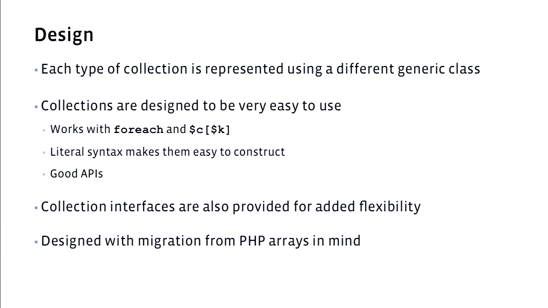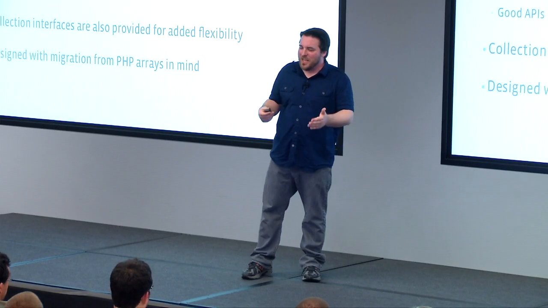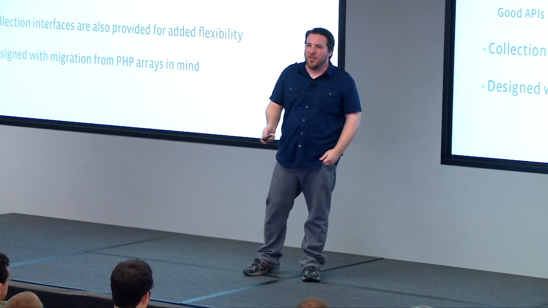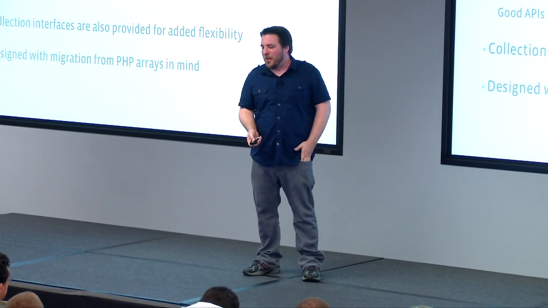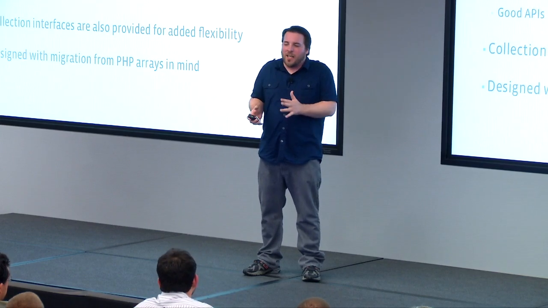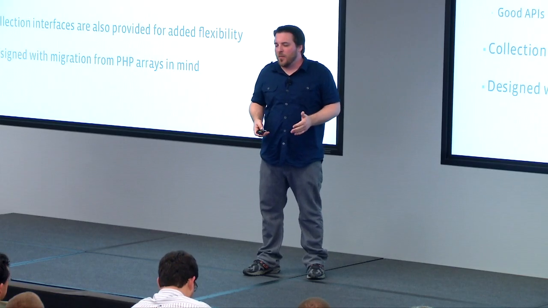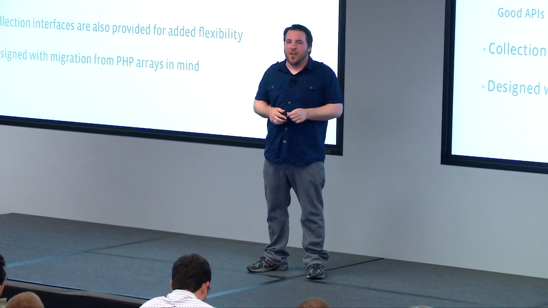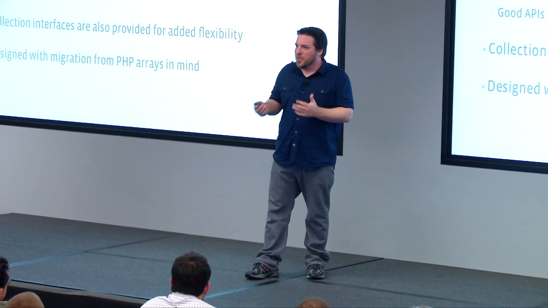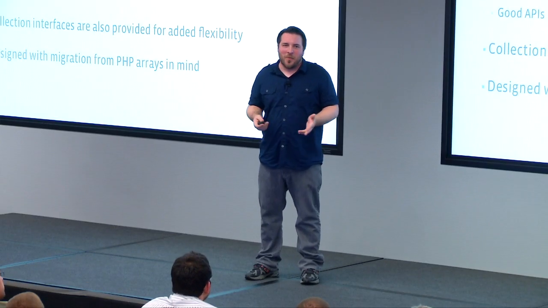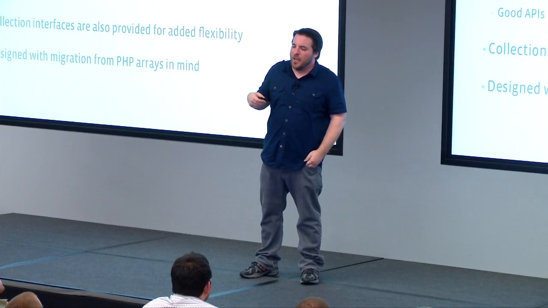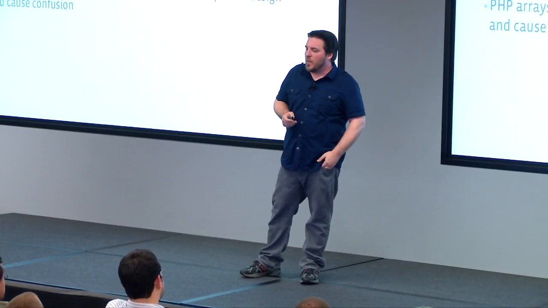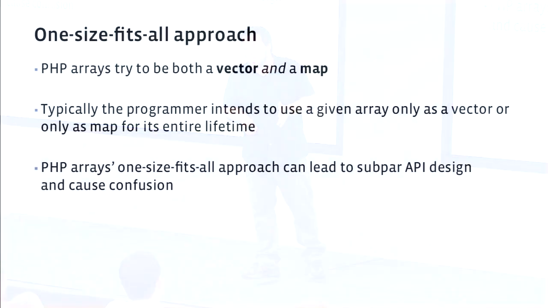We also offer some collection interfaces to provide added flexibility. Since you don't have the one true data structure of the PHP array, it's nice to have interfaces, so you don't necessarily have to be pinned down to a specific collection type, but maybe you just care that when you foreach over it, it produces a certain type of value. Finally, while we wanted to improve a lot of the issues with PHP arrays, we did design it with migration in mind. One of the main selling points of Hack is that you can use it with your existing PHP code base, and collections, being part of Hack, are no different. We wanted to make sure that if you have arrays in your existing code base, it's not too hard to start introducing collections.